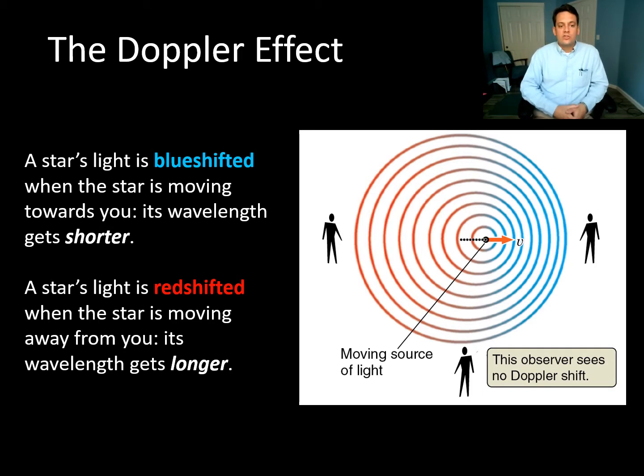First, we'll start with the end game, and then we'll discuss what leads up to that. A star's light will be blue shifted if the star is moving towards you. In particular, this means that the wavelength of the light that you will observe will be shorter than it was when it was emitted, from the star's point of view anyway. Similarly, if a star is moving away from us, then its light will be red shifted, or its wavelength will get longer.